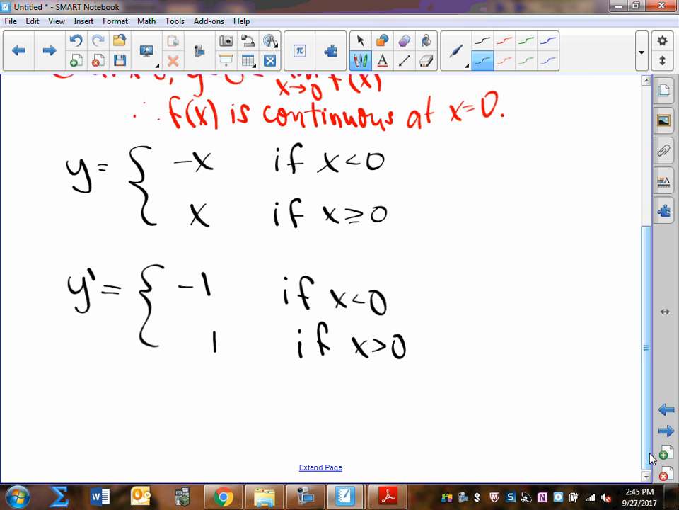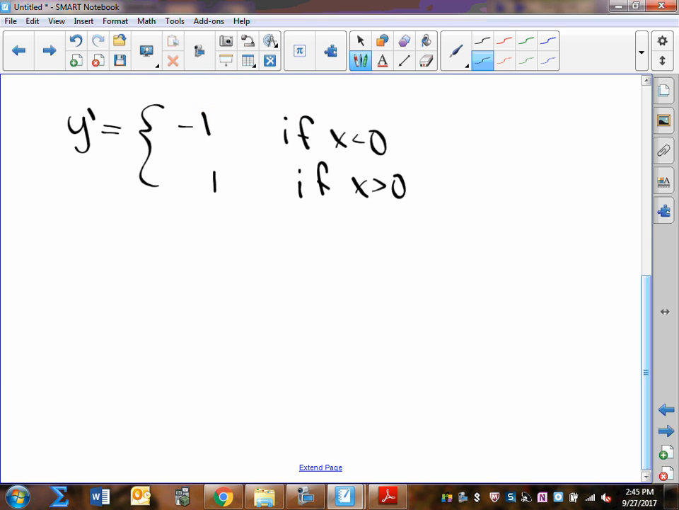Now in order for my function to be differentiable at that point, the slope from the left must equal the slope from the right. Right? Well, let's take a look. So again, we could write this with the different notation. We could use the limit as x approaches 0 from the left of y prime. Does that equal the limit as x approaches 0 from the right of y prime?